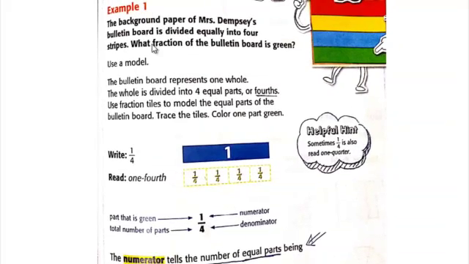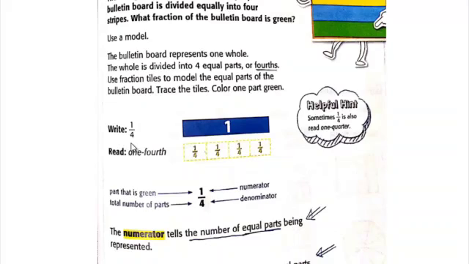Example number 1. In this example, the bulletin board is divided equally into 4 stripes. What fraction of the bulletin board is green? When he wants you to write a fraction, first write the sign of the fraction, this line. You will write down a denominator. Denominator, total parts. So how many parts here? 1, 2, 3, 4.